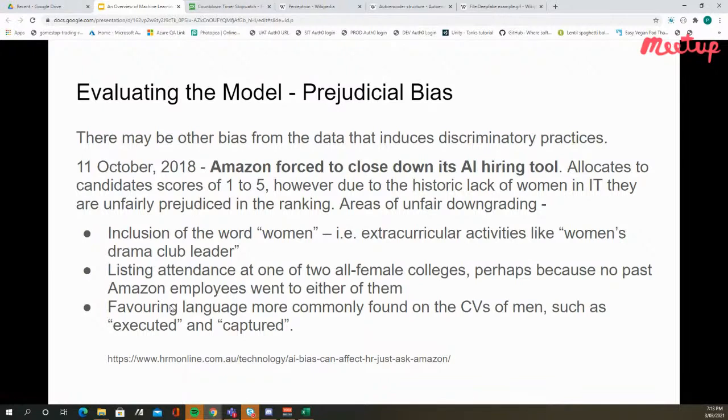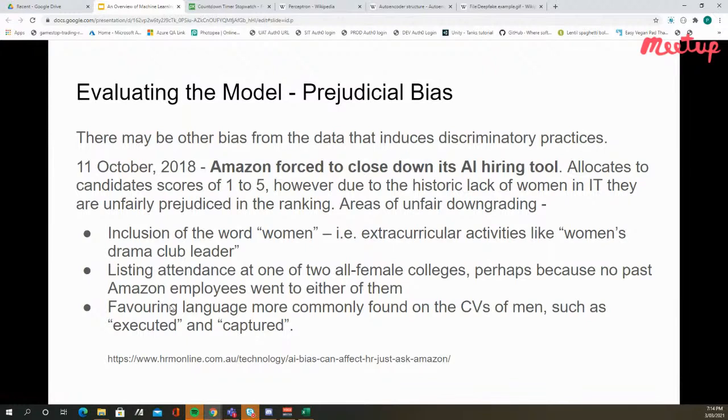So there are examples of this. This was taken from an article, HRM Online. Inclusion of the word women. So if you have women's drama club or some sort of extracurricular, then the AI hiring tool doesn't really take that into account.